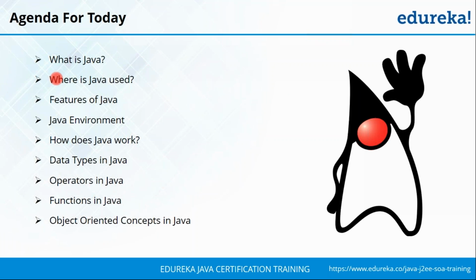We'll start off by first understanding what Java is and where it is going to be used. Then moving forward, we'll be discussing the various features of Java and the Java environment. After that, I'll help you understand how Java works, and then we'll be deep diving into Java by discussing the various data types, the operators, as well as functions in Java. Finally, towards the end of the session, we'll be talking about the object-oriented concepts in Java. Now, to those of you who do not know what object-oriented concepts are, this would be a good insight into that. So, any questions with respect to today's agenda?